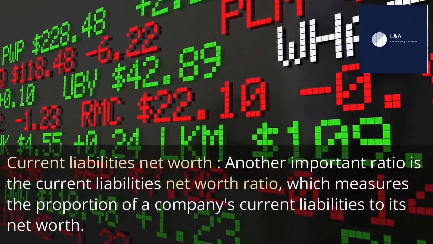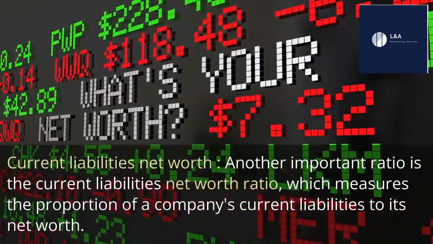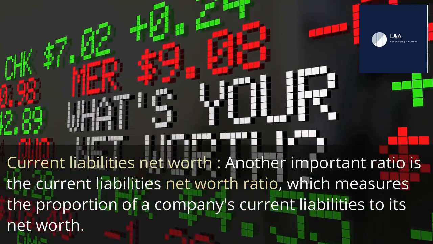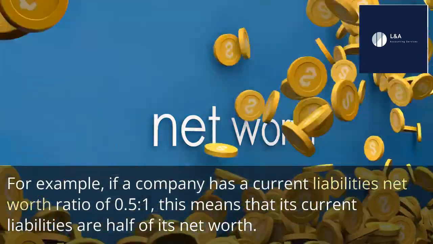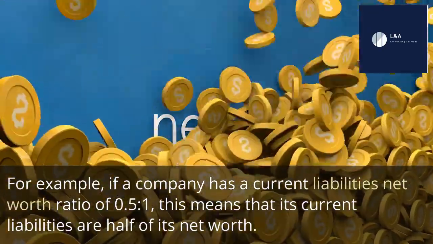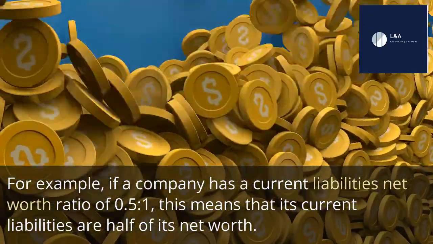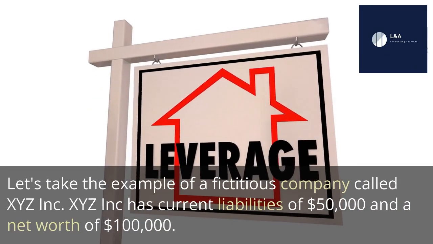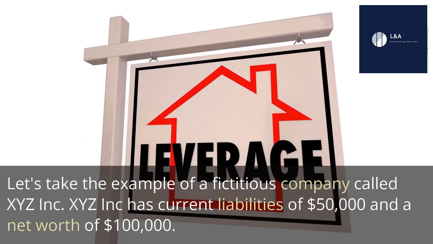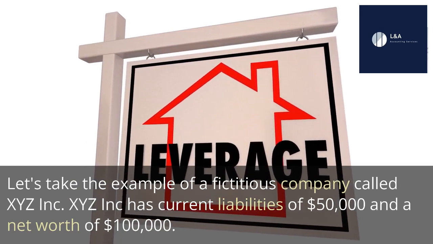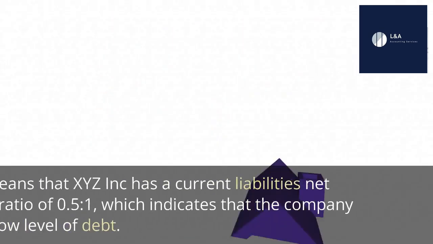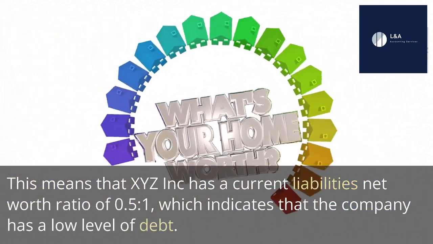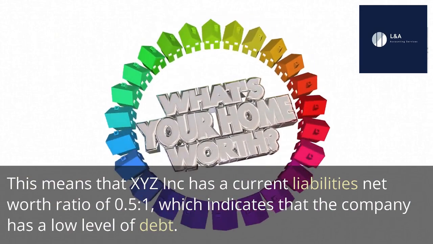Current liabilities net worth. Another important ratio is the current liabilities net worth ratio, which measures the proportion of a company's current liabilities to its net worth. For example, if a company has a current liabilities net worth ratio of 0.5 to 1, this means that its current liabilities are half of its net worth. Let's take the example of a fictitious company called XYZ Incorporated. XYZ Incorporated has current liabilities of $50,000 and a net worth of $100,000. This means that XYZ Incorporated has a current liabilities net worth ratio of 0.5 to 1, which indicates that the company has a low level of debt.